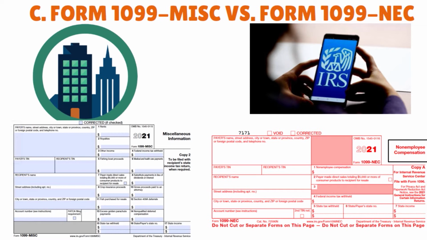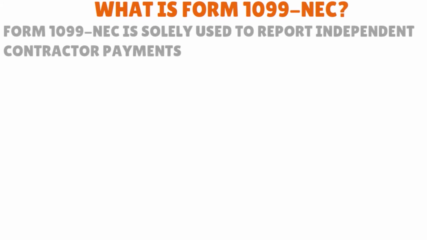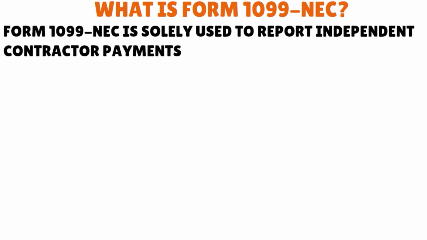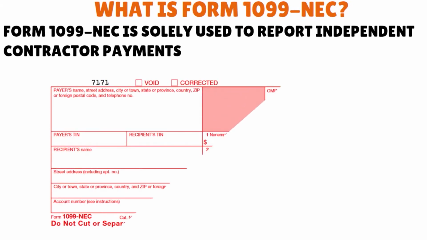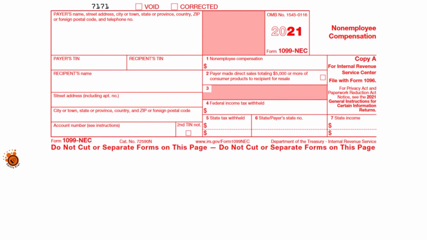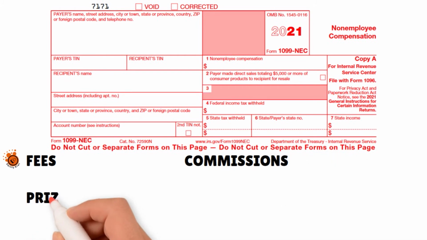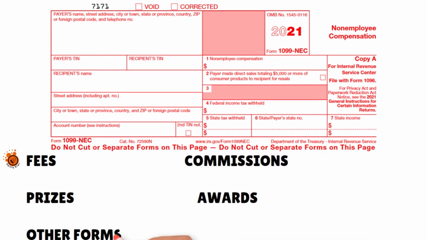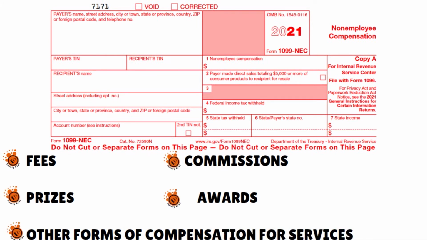So business owners used to report non-employee compensation on Form 1099-NEC until 1982. So what is that form? It is solely used to report independent contractor payments. So starting in 2020, you've got to use that. Non-employee compensation typically includes the following payment types to independent contractors: fees, commissions, prizes, awards, and other forms of compensation for services. So unlike previous years, if you're an employer out there, do not use Form 1099-MISC to report non-employee compensation. Instead, you want to use Form 1099-NEC.